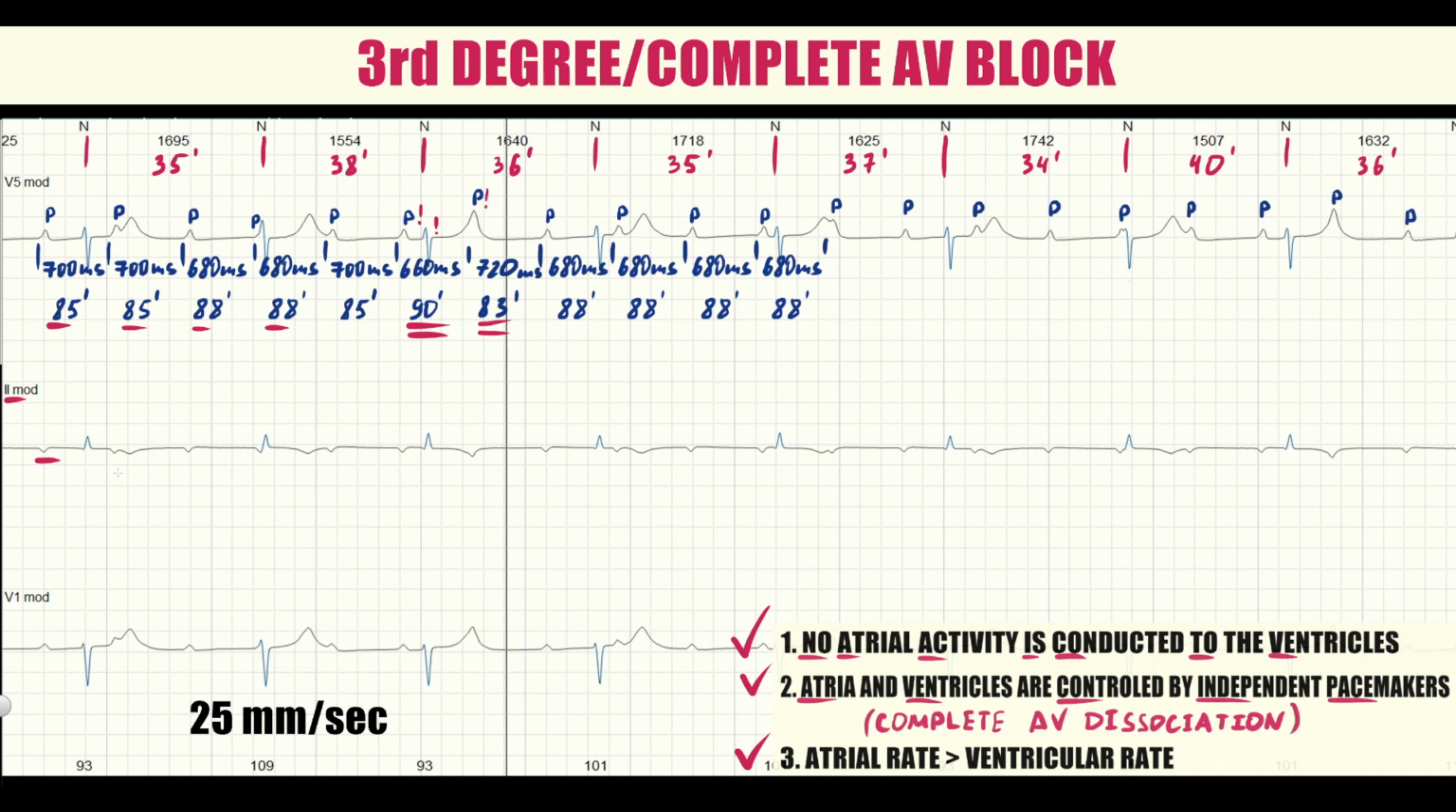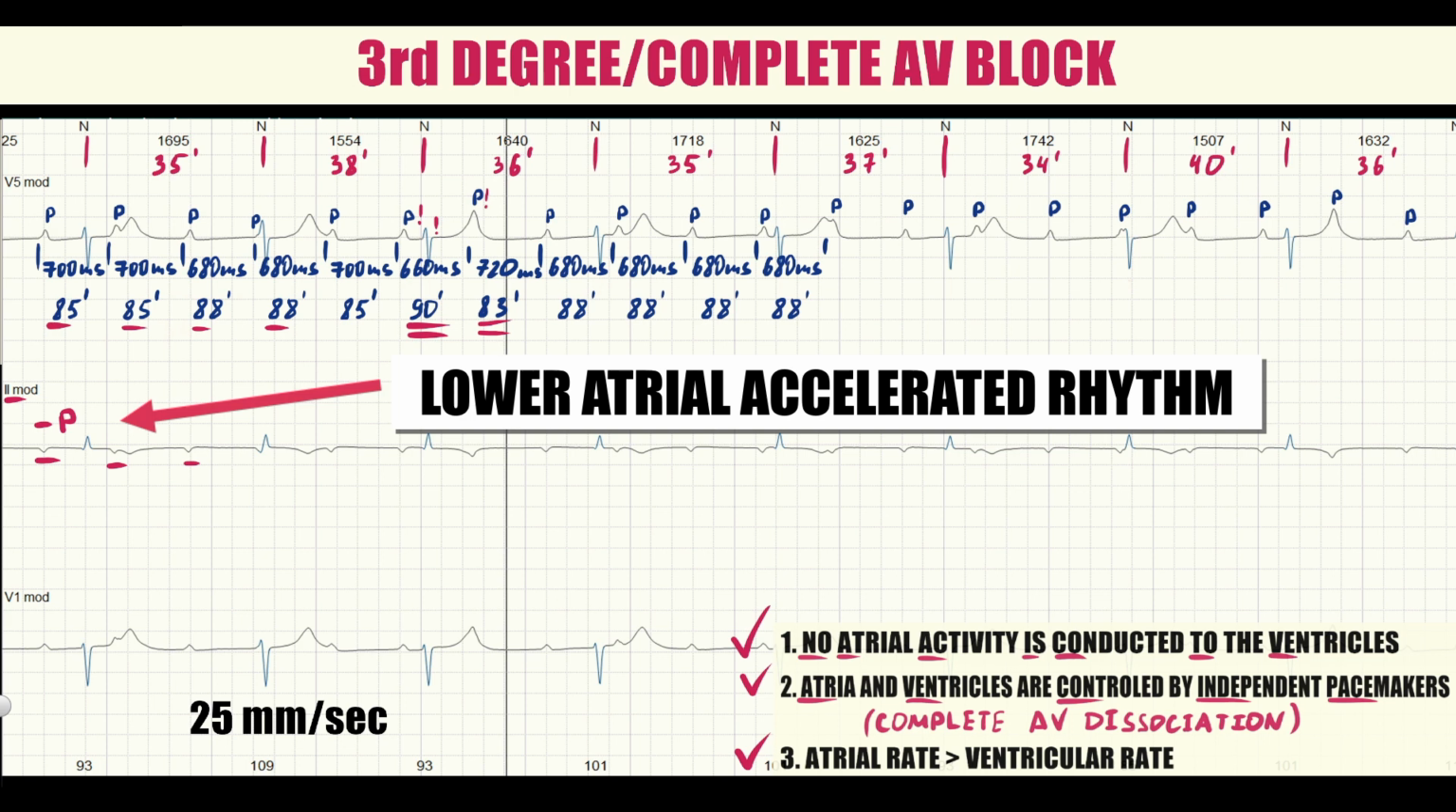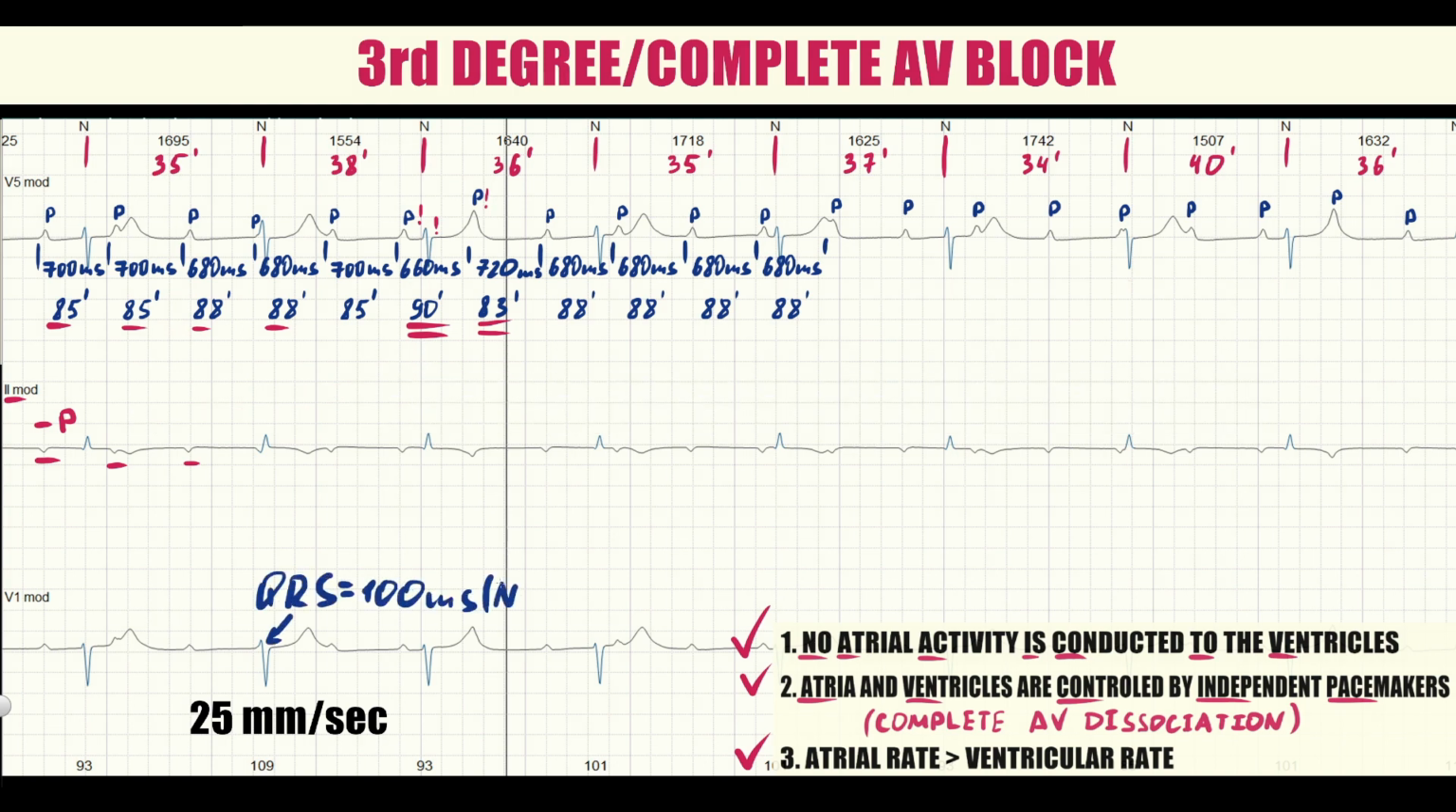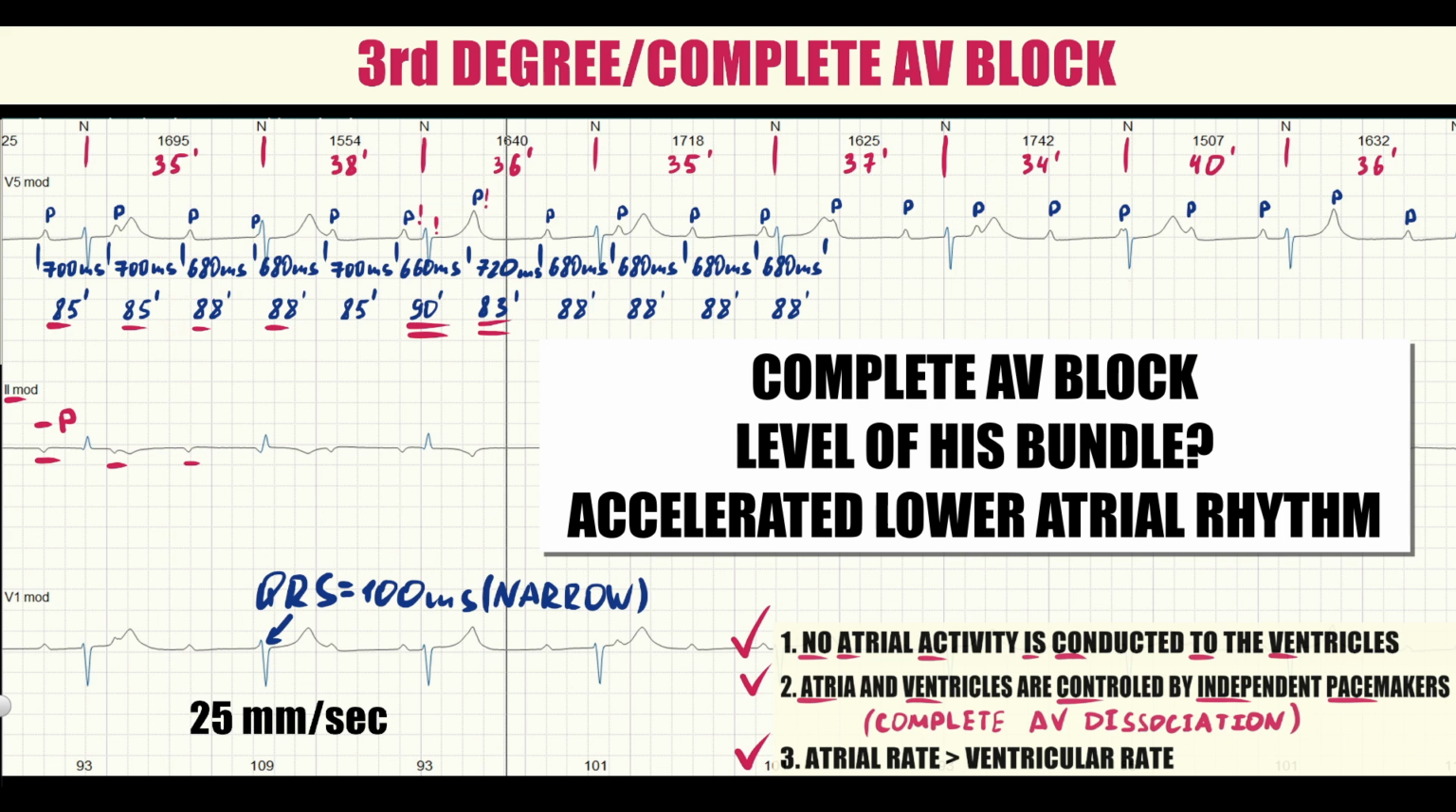Also we find a negative P wave in the second standard lead that indicates a lower atrial rhythm. When the lower atrial rhythm is greater than 60 beats per minute, we call it accelerated atrial rhythm. QRS complex is narrow. As a result, we have complete AV block, with the level of injury possibly at the His bundle due to the narrow QRS and low heart rate with accelerated atrial rhythm.